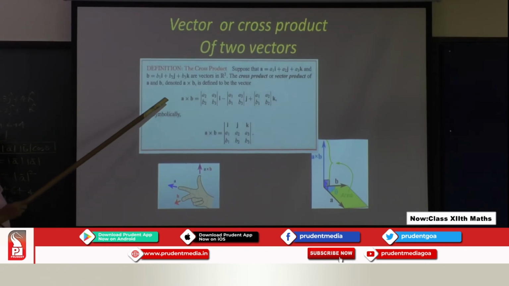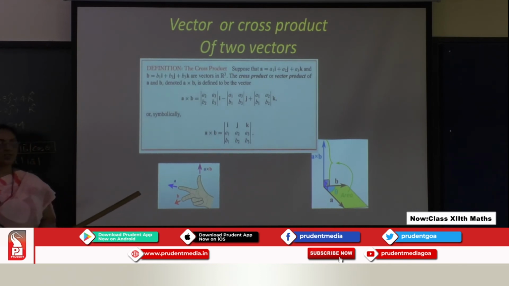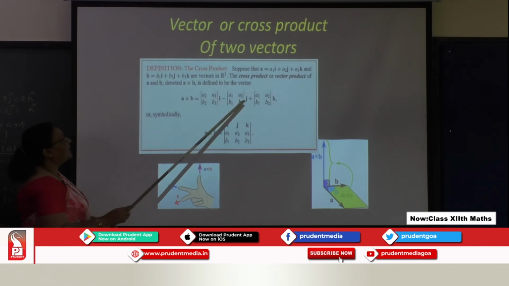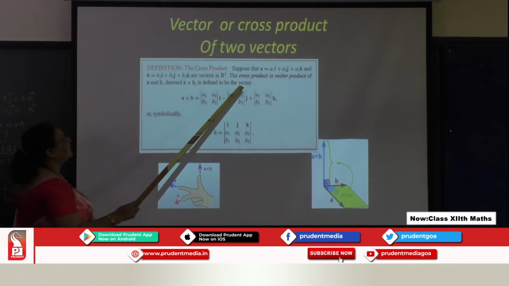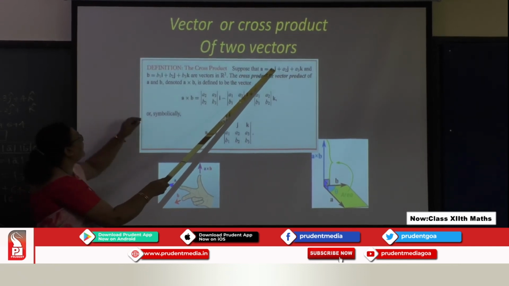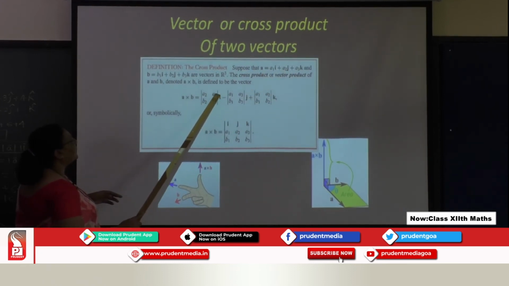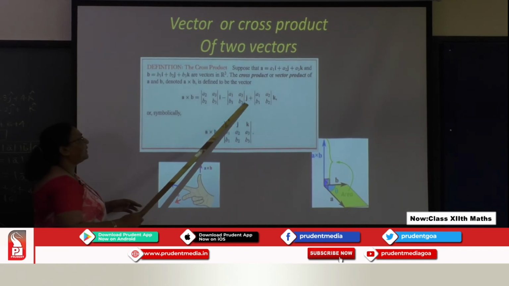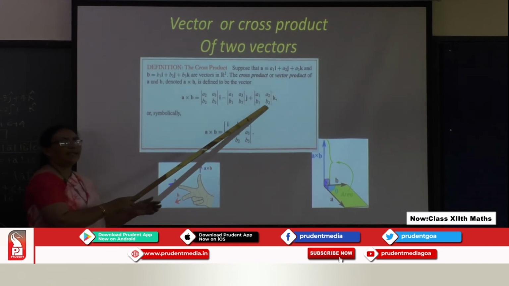Now it is called a cross product or vector product because the final answer will be a vector, not a scalar. Now how to find this? See here, first you have to write I, J and K, and this is a determinant. Forget about the I part, and then you take A2, B2, then A3, B3. For the second one, the J part, you do not take A2, B2, the remaining part you take and take the determinant. In the K you do not take A3, B3 and take the determinant.